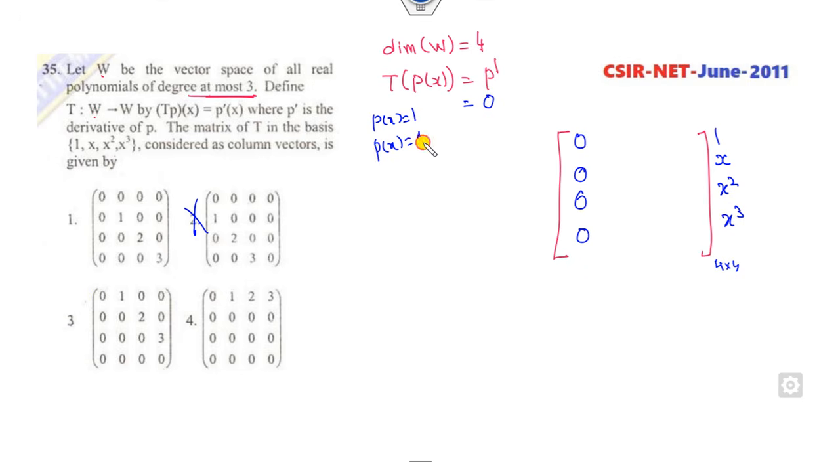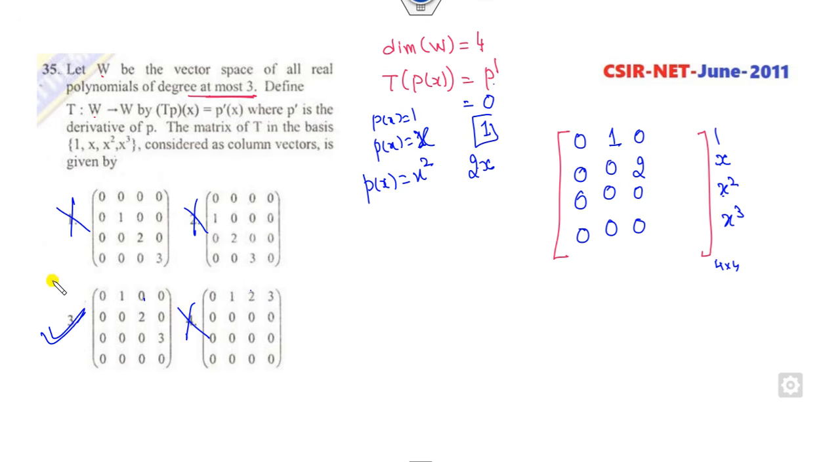If I take p of x as x, what is the derivative? 1. It's a constant. Here the rest of the values are all 0. Remember, it is written column-wise. So this option cancels out. This option may be correct, this option may be correct. If I take the third option, x square, what is the derivative? 2x. That's the coefficient of x, 2. The rest are all 0. So this cancels. Only one option is left, the right answer of this problem. You can see within 10 seconds you can solve the problem.